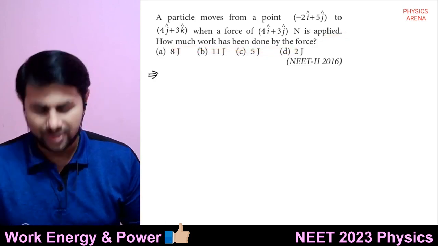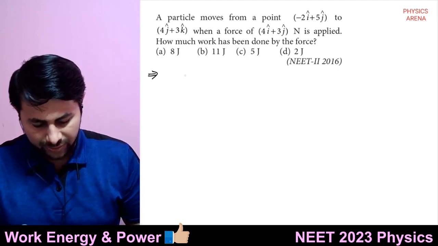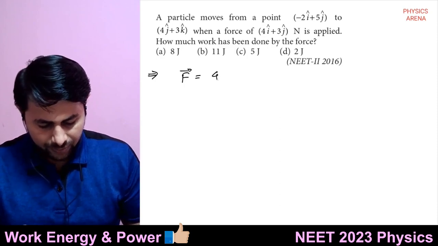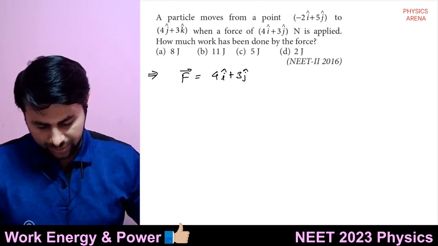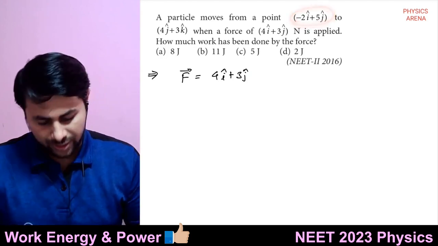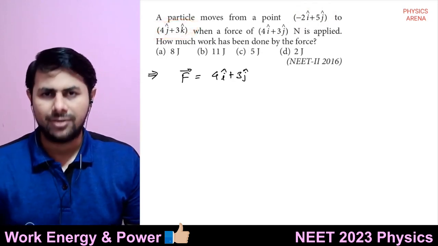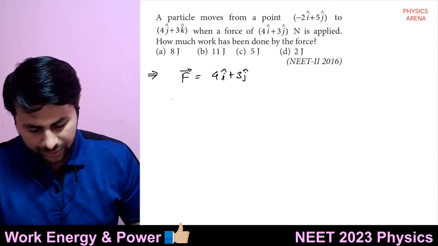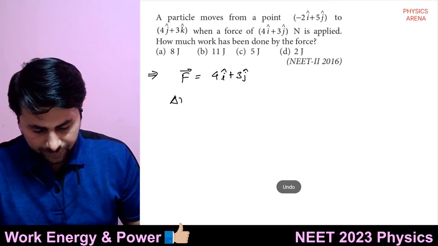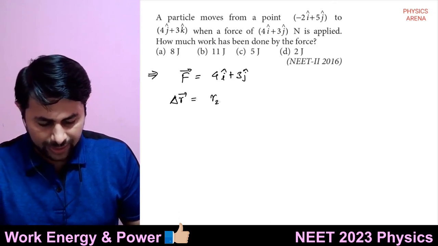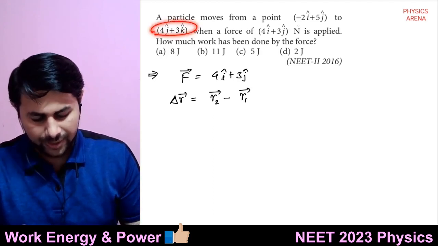Work done is equal to what? Dot product of force with displacement. Force is given, F bar is equal to 4 i cap plus 3 j cap. And what is displacement? This is the initial position vector, this is the final position vector. Displacement is final position minus the initial position. So displacement, let's call it delta r bar, is equal to r2 bar minus r1 bar.